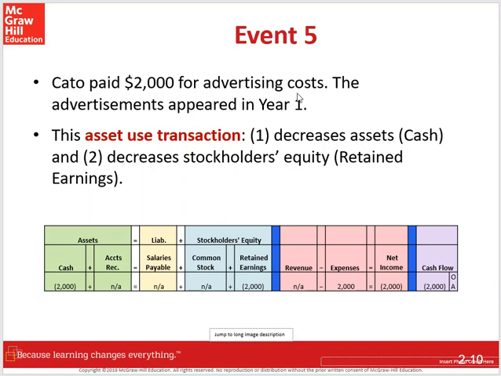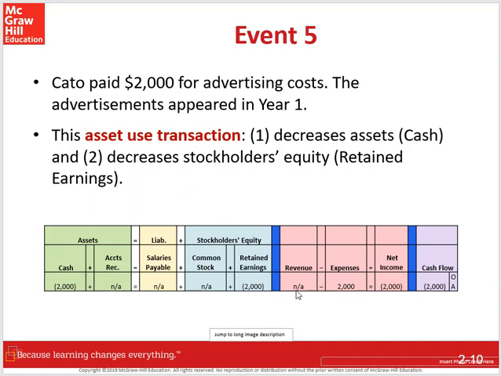I do want to take note of this sentence here. The advertisements appeared in year 1. Well, that's nice. I think that would have been our basic assumption, but it begs the question, would we do this differently if the advertisements were for year 2 or year 3, that we were paying now for advertising for a future accounting period? Yeah, that actually would change how we record the transaction. Remember, we want to match our expenses to the period that they belong to. So we can go ahead and expense the advertising now because it belongs to this year. But if we were paying now for advertising services for the future, we would treat that differently.